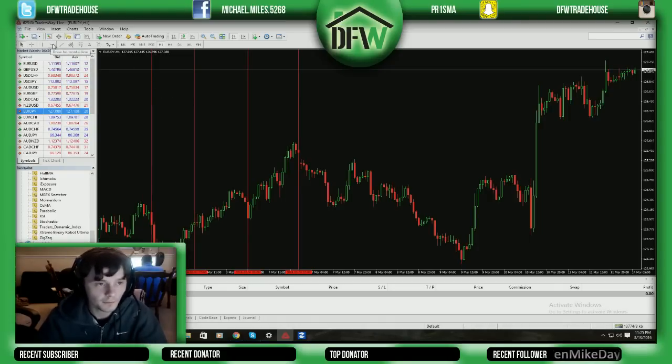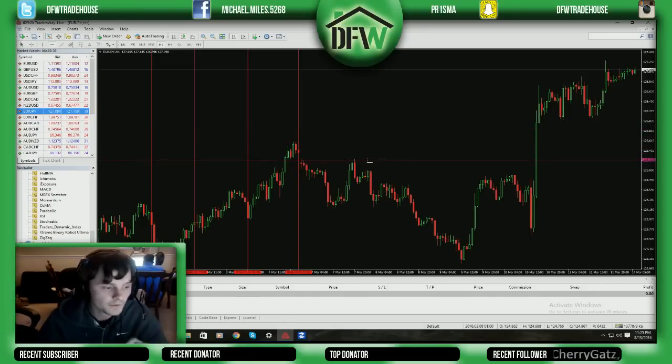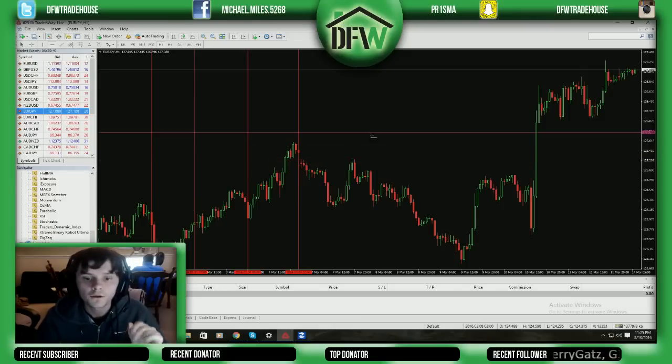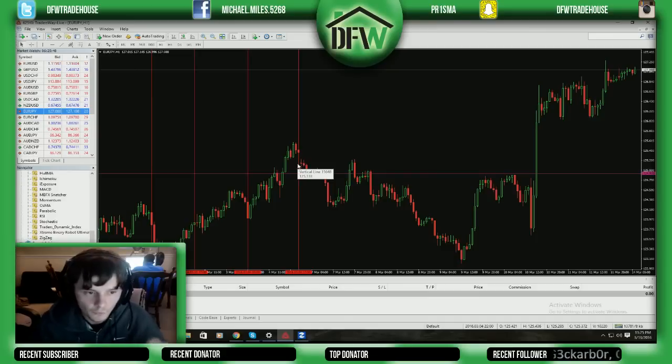Now we move on to the horizontal line, and the horizontal line is honestly one of the ones you're going to be using the most, because this is how you identify support and resistance on your charts. Whatever currency pair you're looking at, you're going to use this to identify support and resistance zones everywhere on these charts. The best thing to do is to make them different colors. So you draw support as red and resistance as blue.